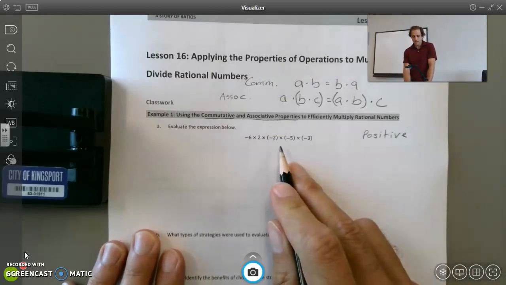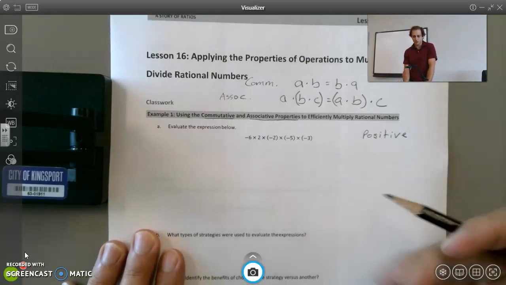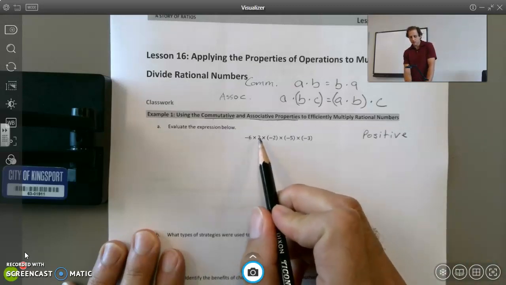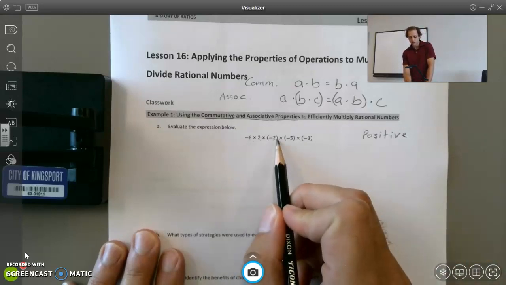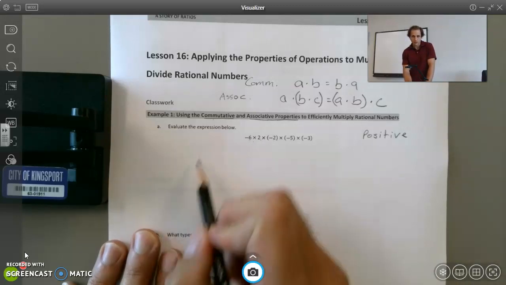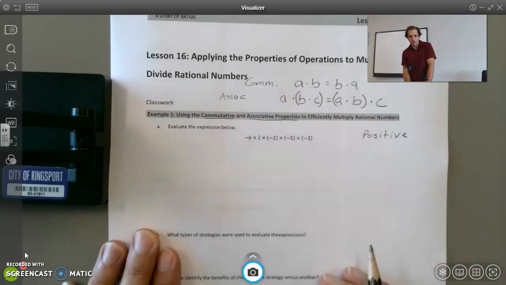Now the thought is, how would I like to multiply these numbers together? You could just do 6 times 2 is 12, times 2 is 24. Now I have to do 24 times 5. Then I'm going to get some product, and then I have to multiply that by 3. It'll be a lot of multiplication. You probably have to work some of that out, do some on your calculator.